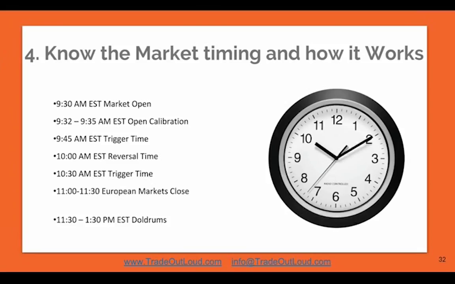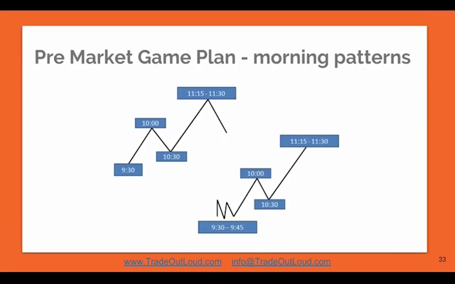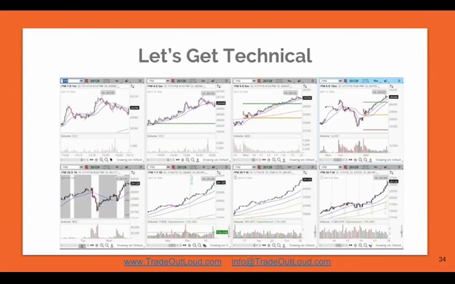At 10:30, if you have a strong trigger time at 9:45, they tend to blast through 10 o'clock and move through 10:30 into 11 o'clock. But from 11 to 11:30, most of the European market closes, and then you're going to see a drop in volume, and that also marks the beginning of the doldrum period. So you can expect sideways price action. That's the reason why I like to trade the morning. So let's get technical.